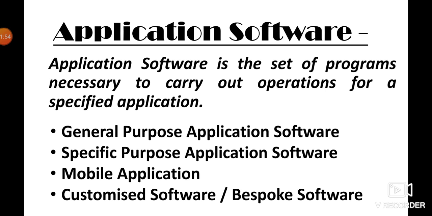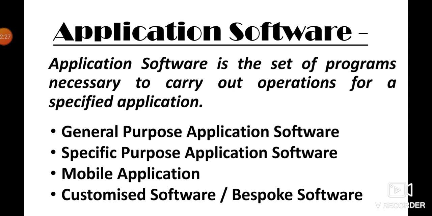So basically the definition of application software is: the set of programs necessary to carry out operations for a specified application. In other terms, we can define application software as a set of programs which are integrated together, or which are used to perform any specified task.